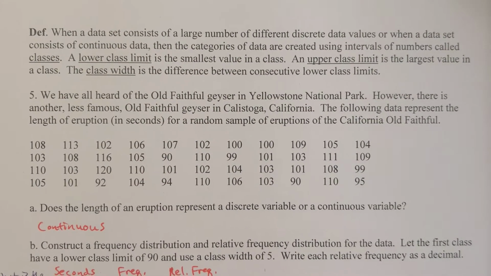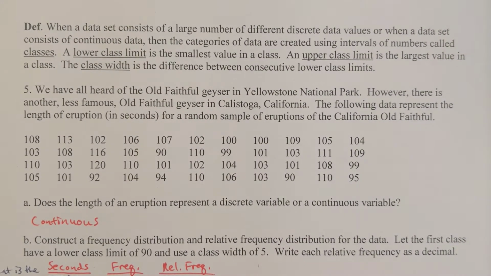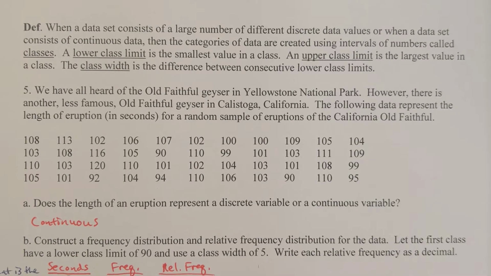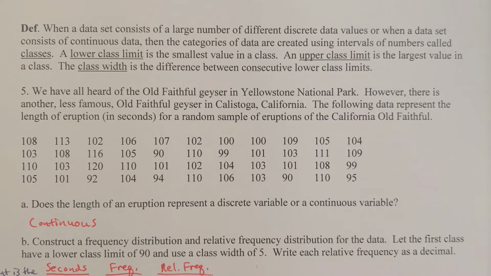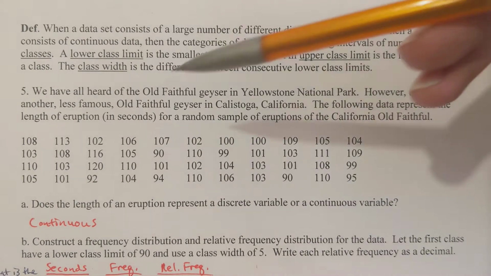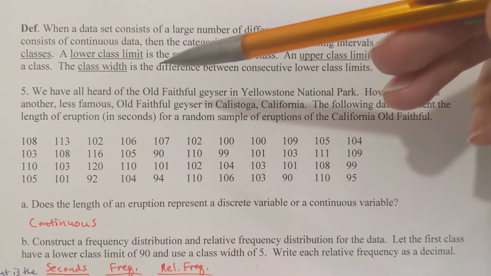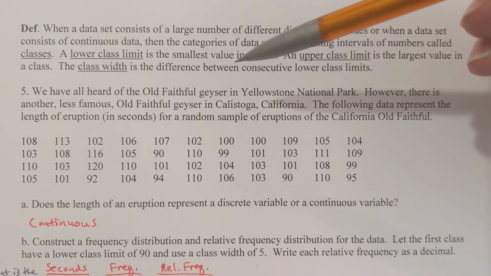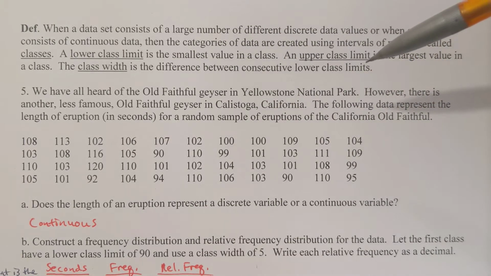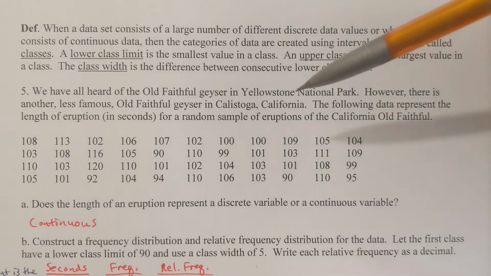Here's another example. A definition: when a data set consists of a large number of discrete data values, or when a data set consists of continuous data, then the categories of data are created using intervals of numbers that are called classes. A lower class limit is the smallest value in a class, an upper class limit is the largest value in a class, and the class width is the difference between consecutive lower class limits. So here's an example of that.